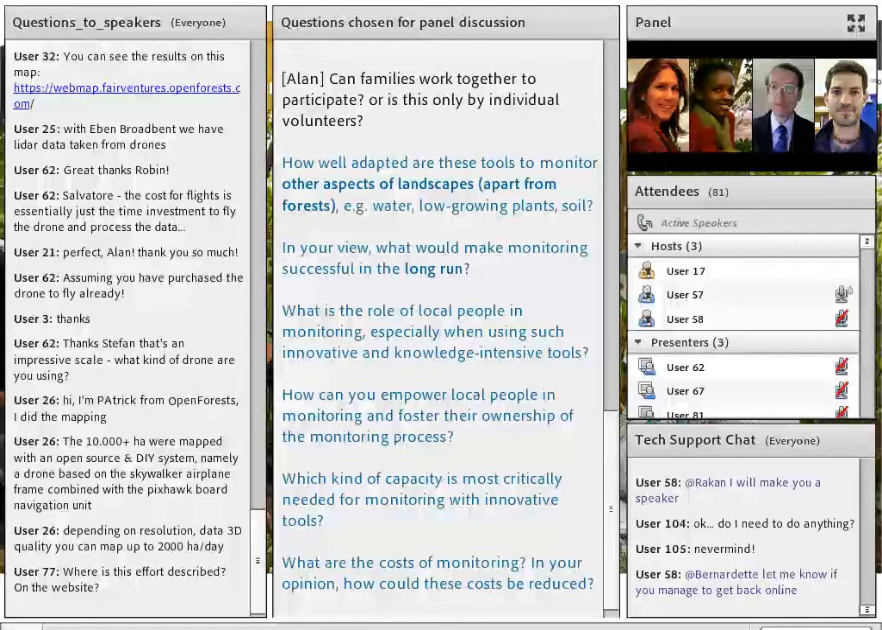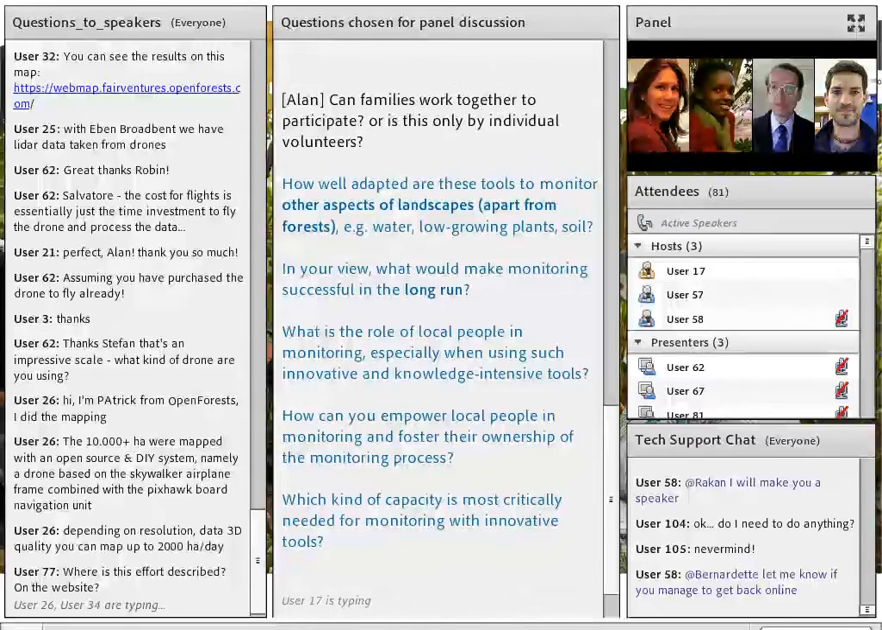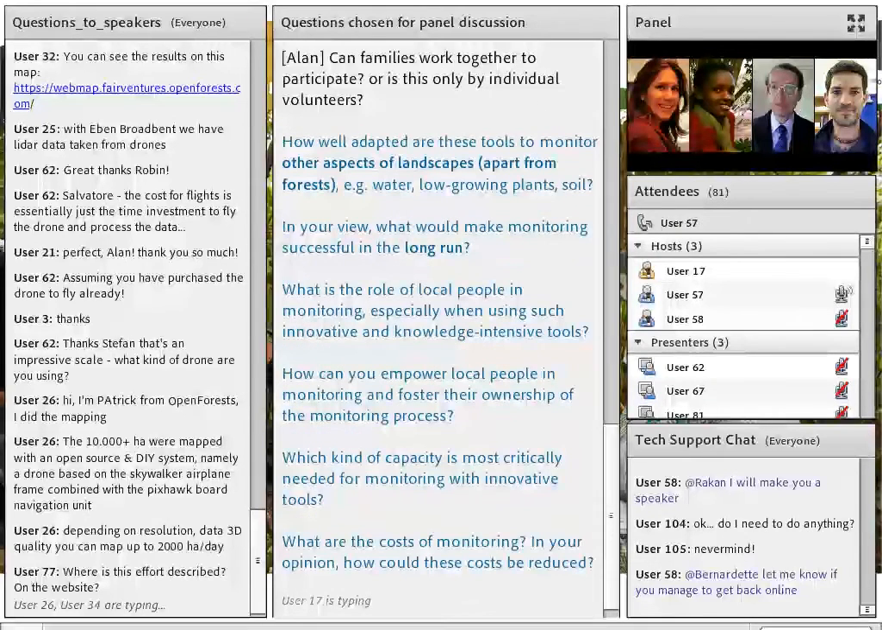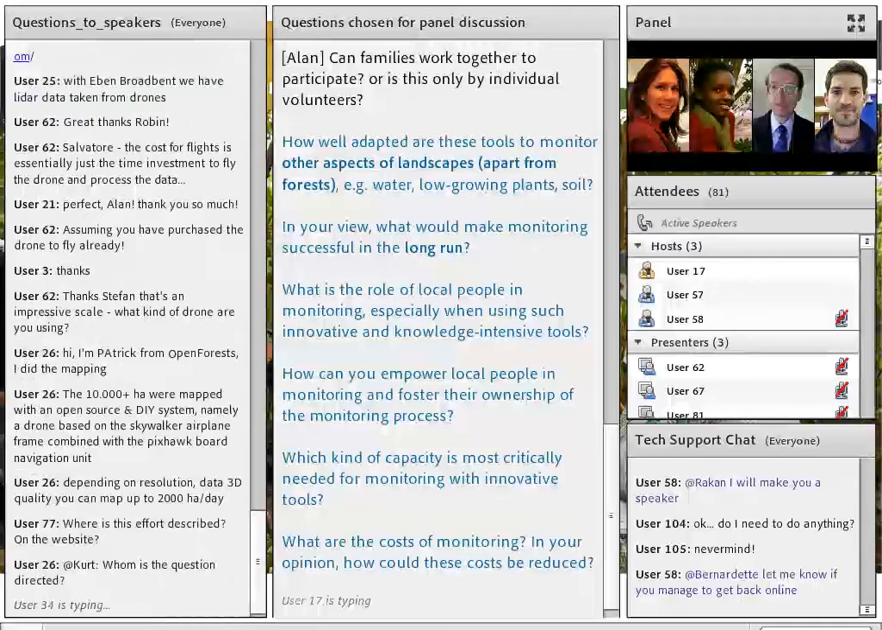Thanks, Rakan. And so now I would like to get back to Catalina. Catalina, you mentioned the role of a variety of stakeholders. You mentioned in particular non-state actors. So I would like to ask you, according to you, what's the role of local people in monitoring, and especially when using such innovative and knowledge-intensive tools?